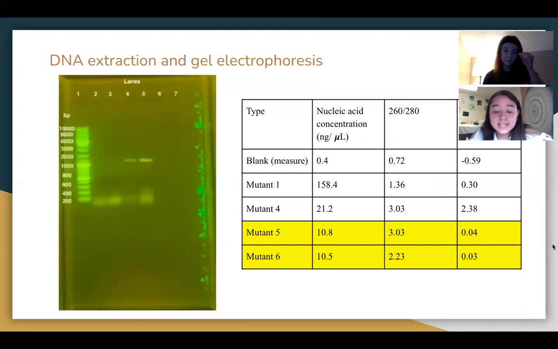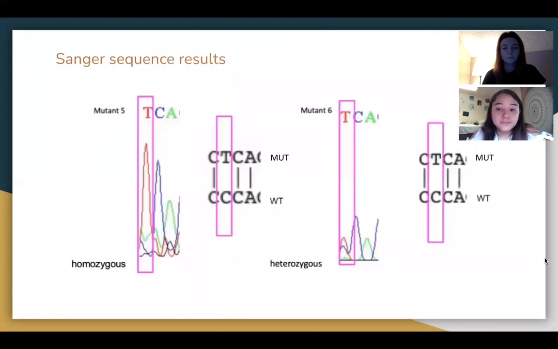From there, we did DNA extraction and gel electrophoresis of our mutants to determine the concentration of our mutants through a NanoDrop, and as seen in our gel, mutant 5 and mutant 6 had the best expression of overall nucleic acid concentration. From this, we were able to do Sanger sequencing of our 2 best mutants, which were mutant 5 and mutant 6, which were good quality.